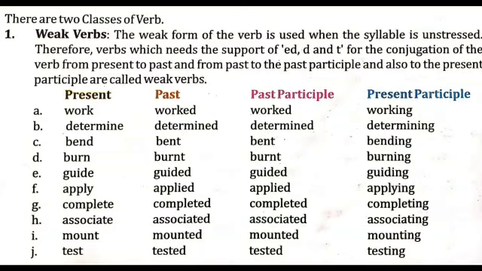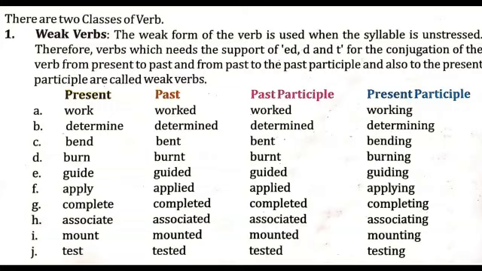The verb is transformed from present to past, from past to past participle or present participle through conjugation of the verb. There are two classes of verb, that is weak verbs and strong verbs. Let me tell you what these weak verbs are. The weak verbs are those in which the syllable is unstressed.